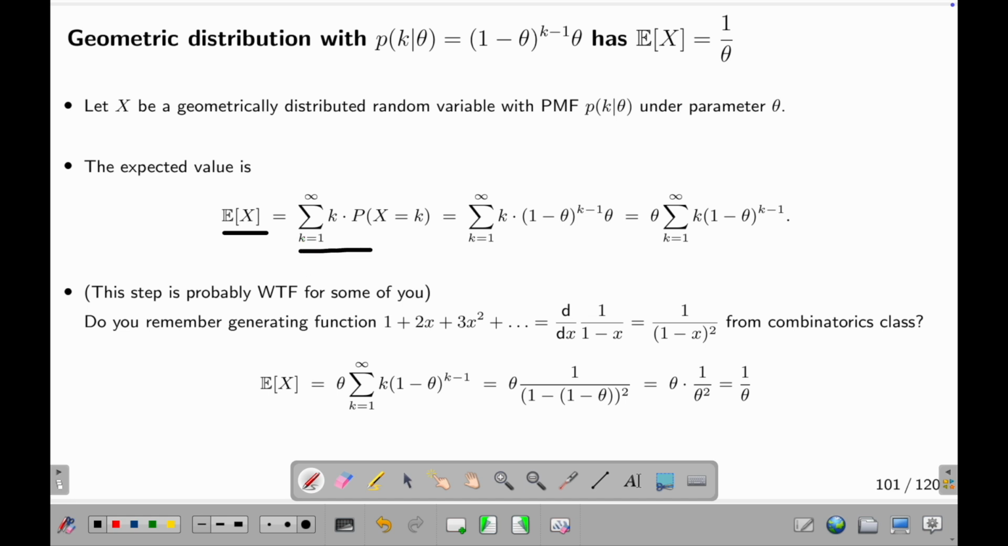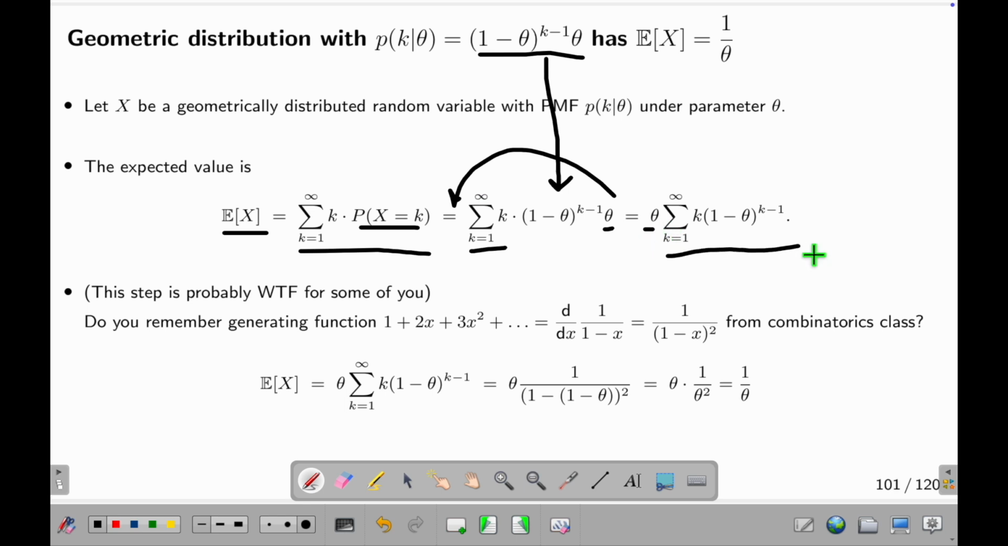So this thing is this thing, right? Then what is the P thing? The P thing is basically this expression, right? So I copy this expression here. Okay, and then what? This has K. This guy has no K. I take it out. So I put the theta here. Now I have this expression. Now here's a what-the-heck moment.